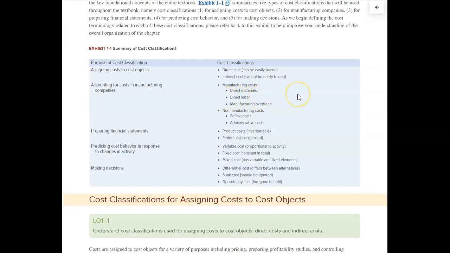So down here, we look at the summary of cost classifications, and this covers a lot of new terms that we're going to talk about in this chapter. I don't want to go through this in detail, but you can see, for example, preparing financial statements like we did in the previous course. Well, in this course, we can break these out into product cost and period cost, and even further, we can break those down into variable, fixed, or mixed cost. So we're going to see a little bit of difference from the previous course, but we're going to give a lot of good information to those managers in the company.